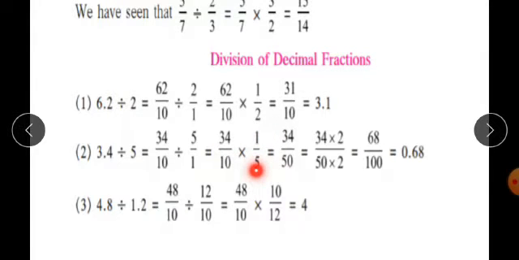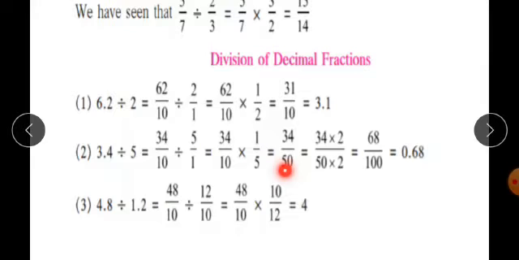Now, student, here an even number cannot be divisible by 5. 34 is not divisible by 5. Therefore, product of numerators in the numerator: 34 ones are 34, and 10 into 5 is equal to 50.